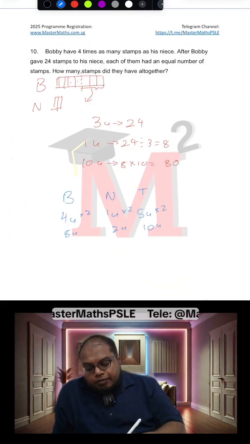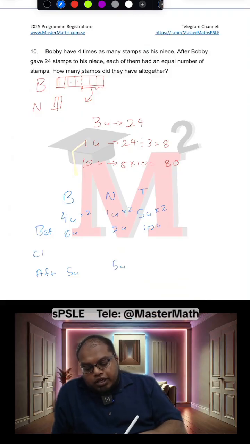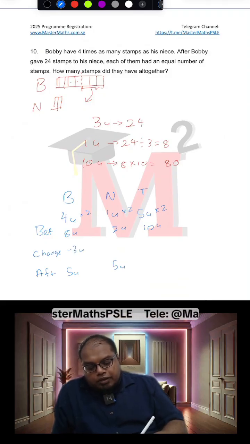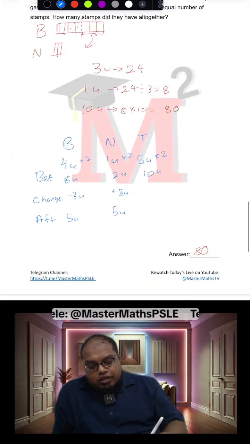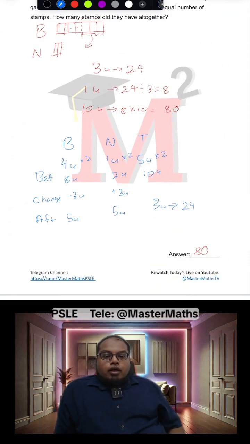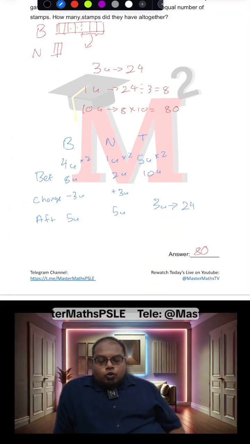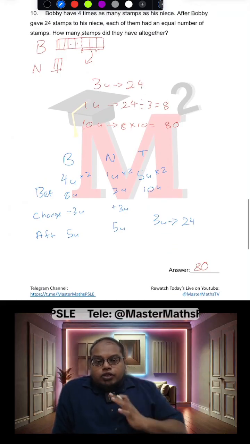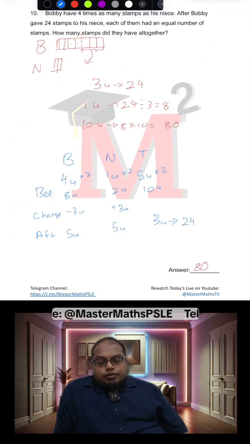10 units, I split them equally, this is before and after. 5 units and 5 units. So the change is a minus of 3 units from Bobby that was given to Denise. That's why 3 units is 24. Alright, so there are 2 options for this question. Either you can write down the units or you can draw it as a model.